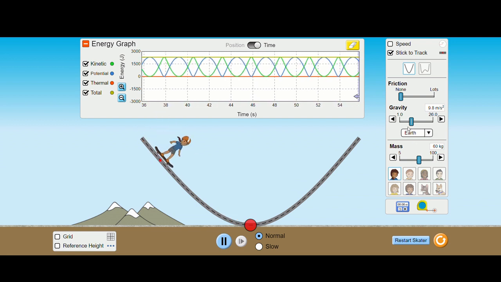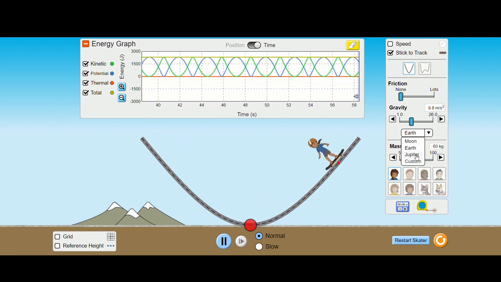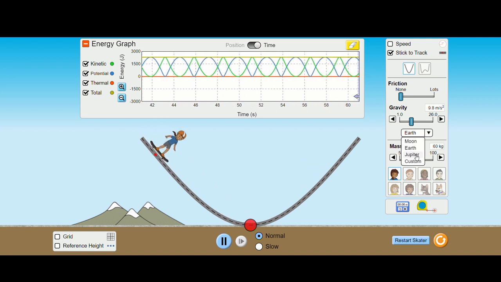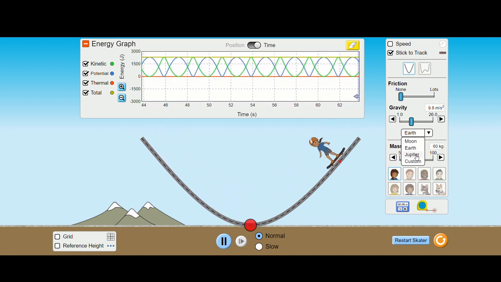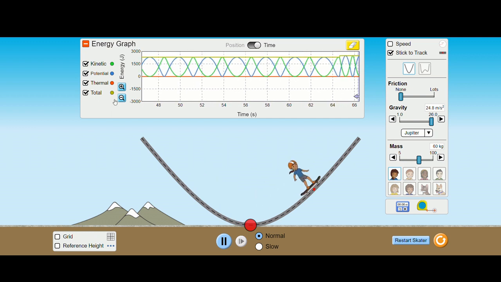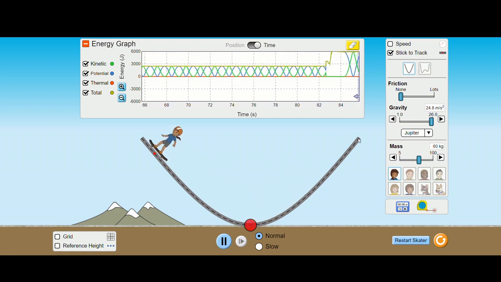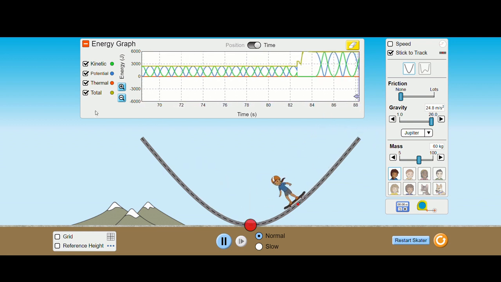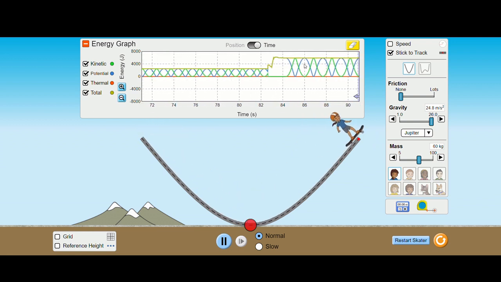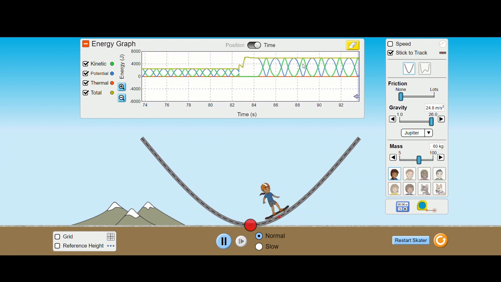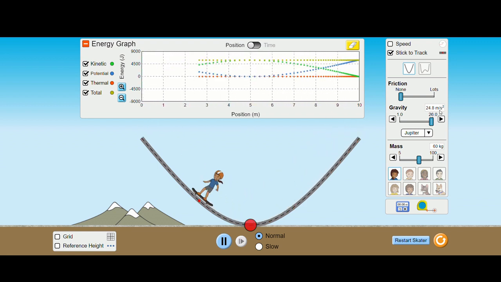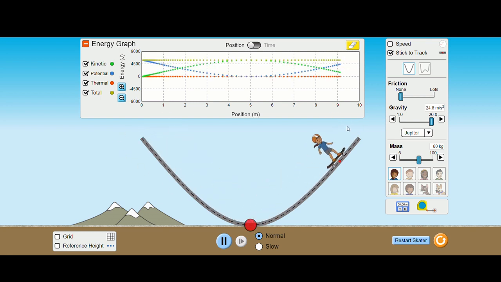Now let me change it to Jupiter. On Jupiter, the gravity is more than 9.8, so there will again be a step response, which you will see. Now you can see that the response is changed. The skateboarder is accelerating at the rate of 24.8 meter per second square, but then is also decelerating at the same pace. That's the reason the skateboarder is not going off the track.